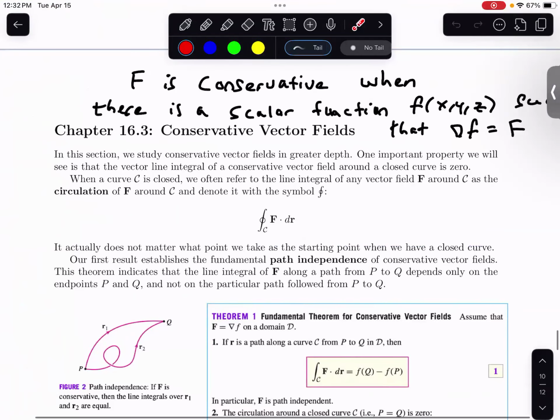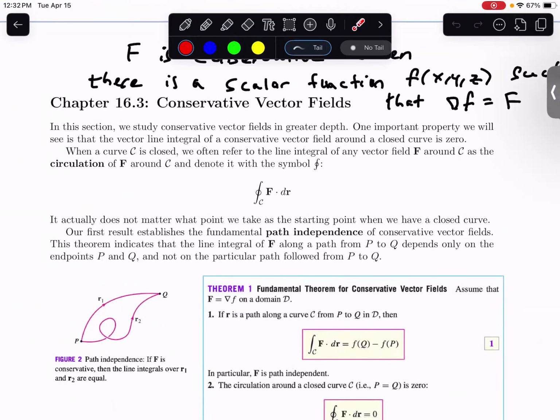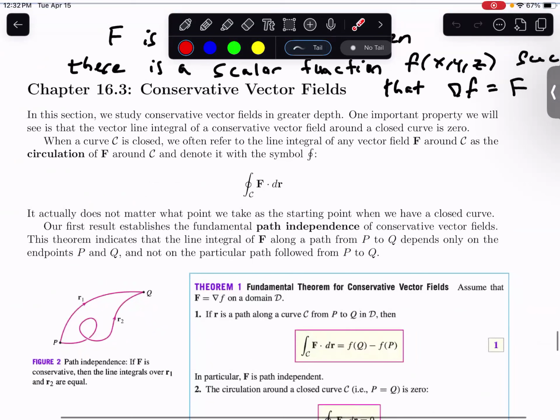Anyways, we want a nice theorem that gives us the fundamental theorem of calculus here. I was thinking about things backwards a little bit. Okay, where was I? Yeah, so we're going to study conservative vector fields in greater depth. One important property we'll see is that the vector line integral of a conservative vector field around a closed curve ends up being equal to 0.